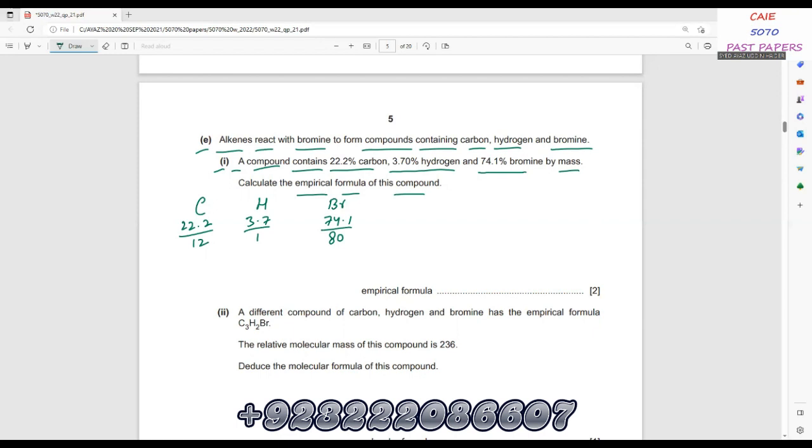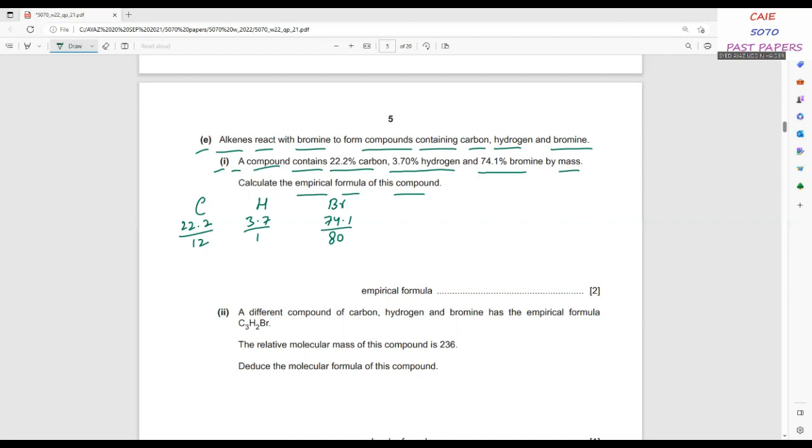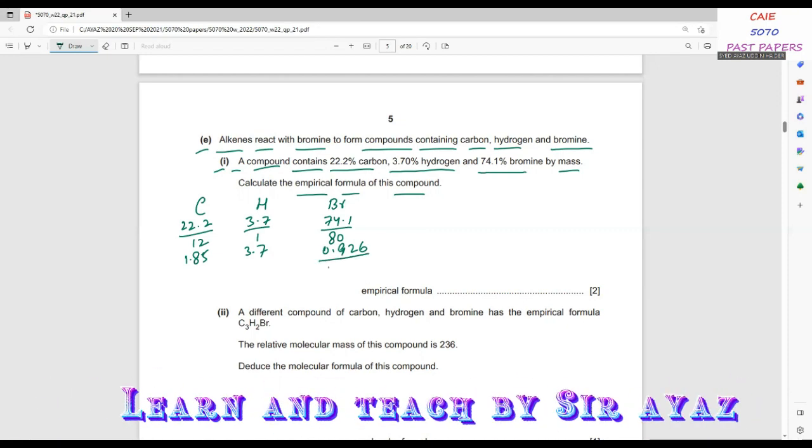So for carbon, we will get 1.85. Hydrogen we will get 3.7. For bromine, we will get 74.1 divided by 80, 0.926. So which number is the least here, or which number of moles is the least here? It's 0.926. So we will divide all the values by 0.926.